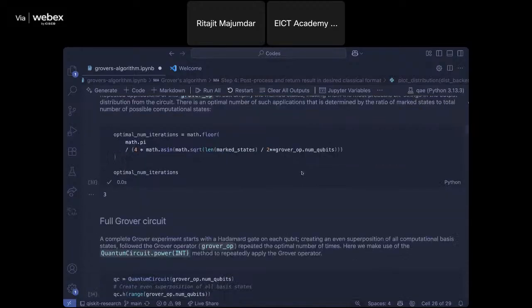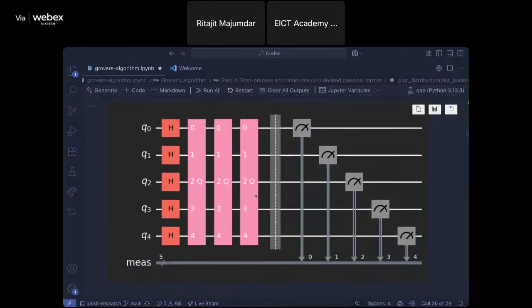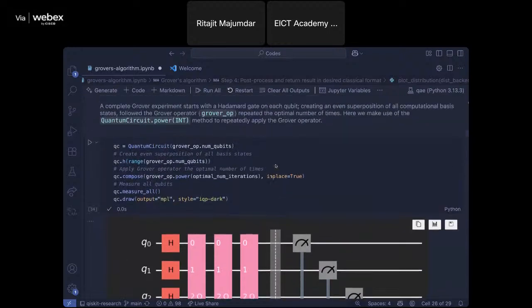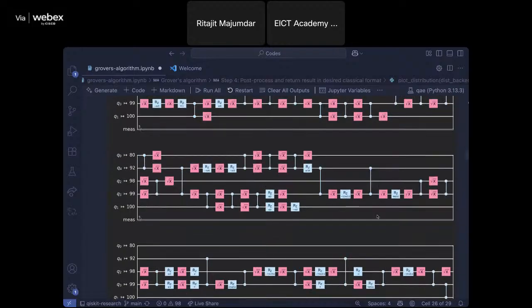Sorry, where was that calculation? Yeah, we saw that it needs to be 3 iterations. This was the circuit. It was not measured after each iteration. We had 3 iterations of this. Then we finally measured the circuit. So we need to first find out the number of iterations. Only then can we build the circuit, not otherwise.